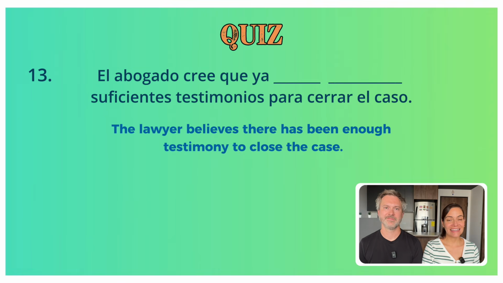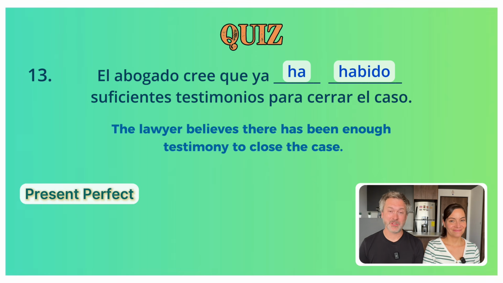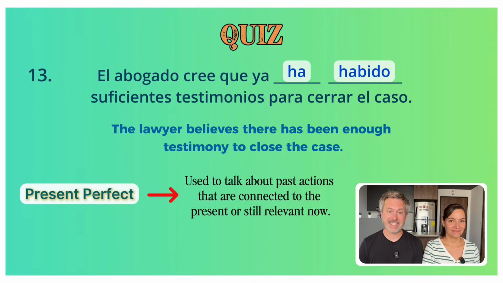El abogado cree que ya ha habido suficientes testimonios para cerrar el caso. Okay, this one is difficult because whenever we say that something has existed or has happened up to now, like there has been, we're actually going to have a double haber. So you have the helping verb ha and then the past participle of haber, habido. Did you get that one right?